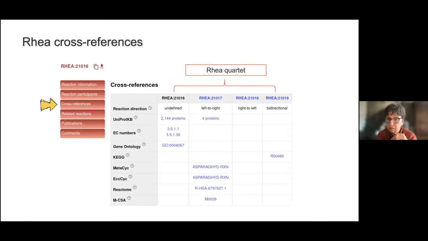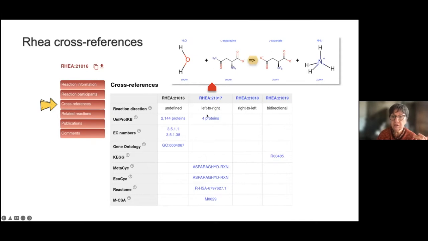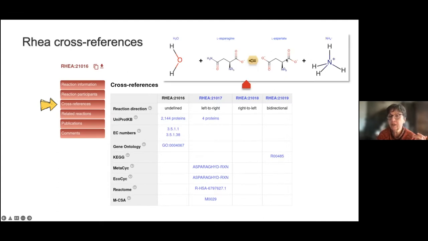It's because Rhea is organized as a quartet of directions, let's say. When you perform a search, you will also get the identifier of the unspecified direction. For this reaction, that means we ensure that the two reaction parts are in equilibrium, but there is no information, the direction of the reaction is not specified. Whereas this ID identifies that the reaction goes from left to right. We also have an ID that describes the reaction going from right to left. So here we have a semantic associated with the reaction side: this right reaction side corresponds to the substrate, and this left reaction side corresponds to the product.